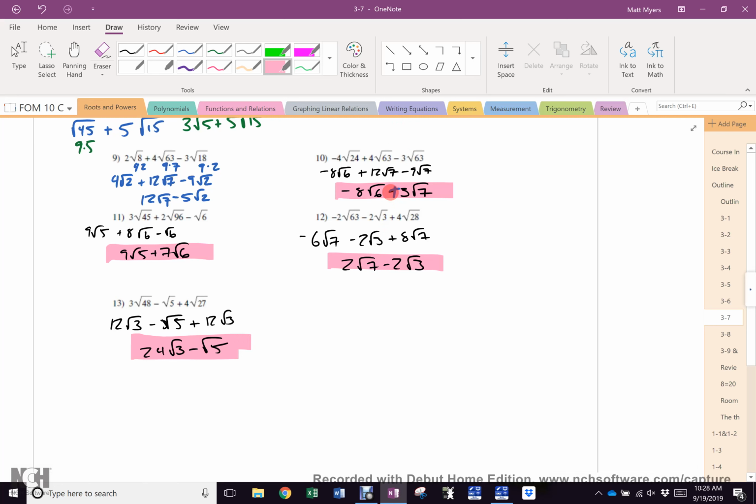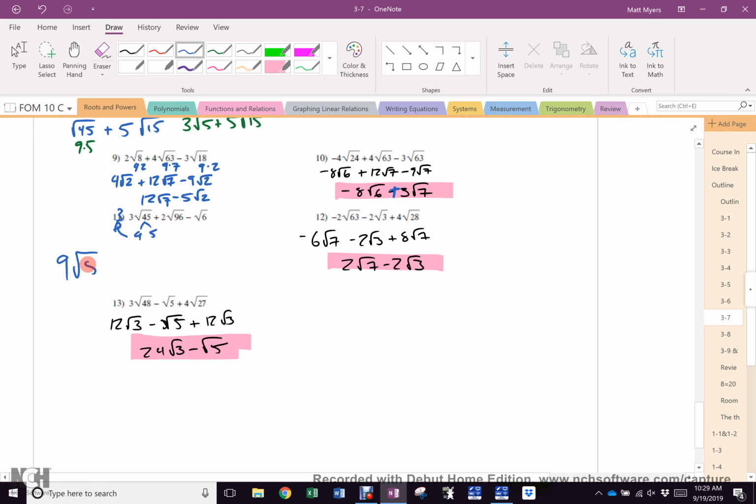Gersa Hill, could you do number 11, please? Certainly. We are going to break it down into 9 times 5. What's coming out of there? 3. What's already out front? So what does that become?